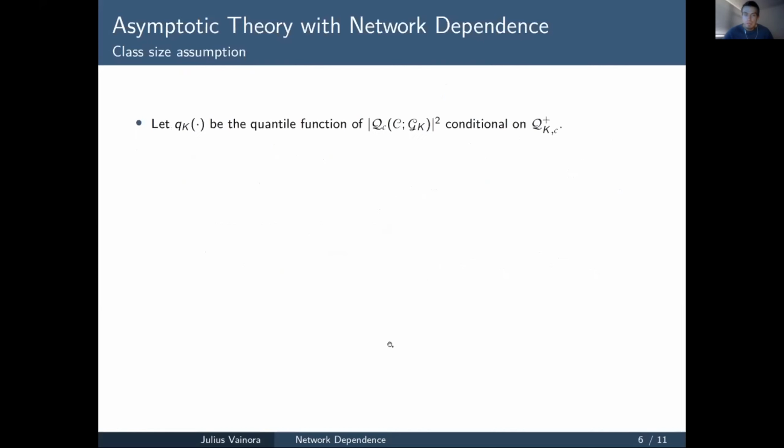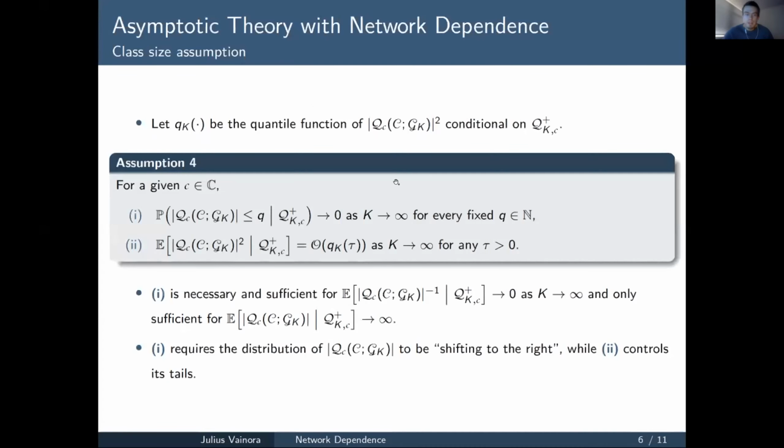Now, one of the more interesting, simpler and more representative assumptions is the following one on the class size. Let q_k be the quantile function of the class size squared. We are conditioning on the class being non-empty, so that we have at least something of this type of covariance. The assumption is as follows. In part 1, the class size has to diverge in probability, which is somewhat intuitive and makes sense.